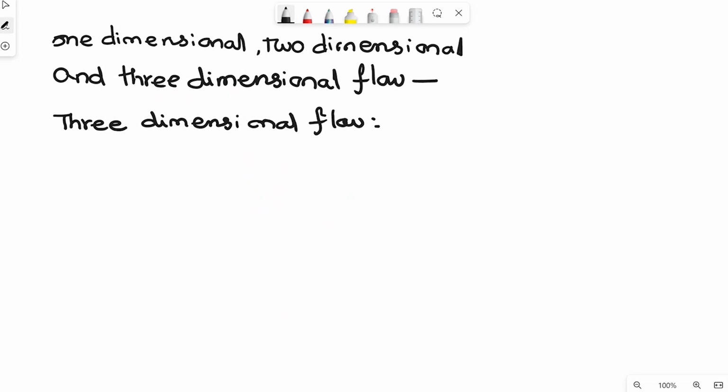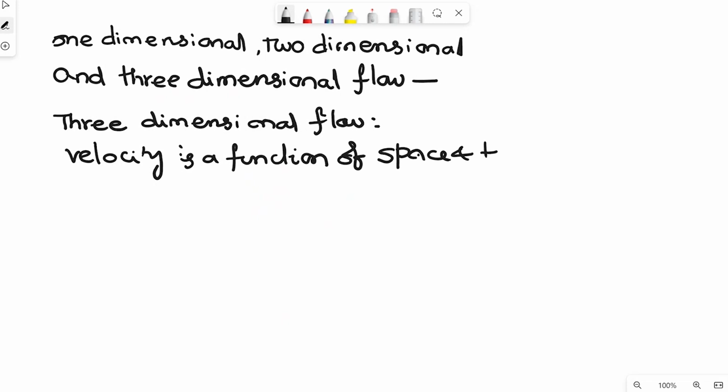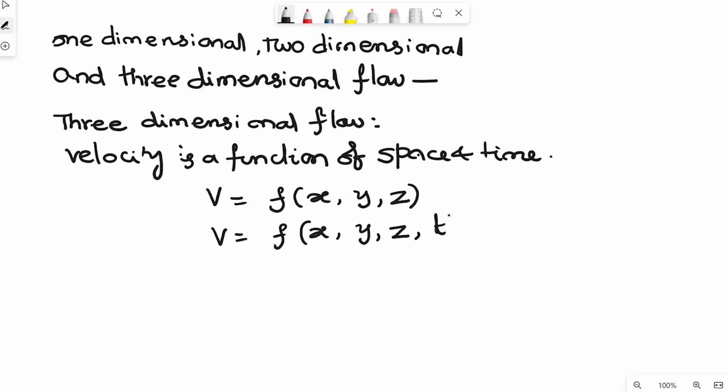the various characteristics of the flowing fluid, such as the velocity, pressure, density, mainly velocity, is a function of space and time. Here, space means in Cartesian coordinates, it can be in the x direction, y direction, z direction. So in three-dimensional flow, the velocity is a function of x, y, z in space. Velocity is a function of x, y, z and time also.